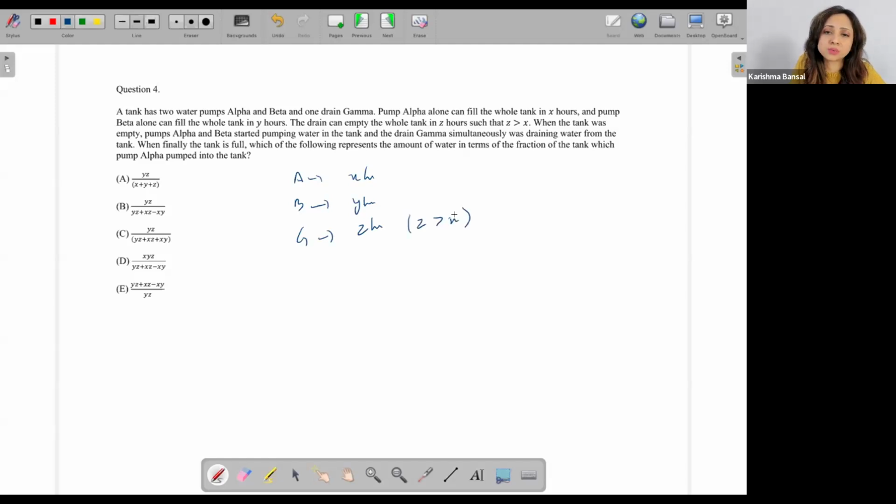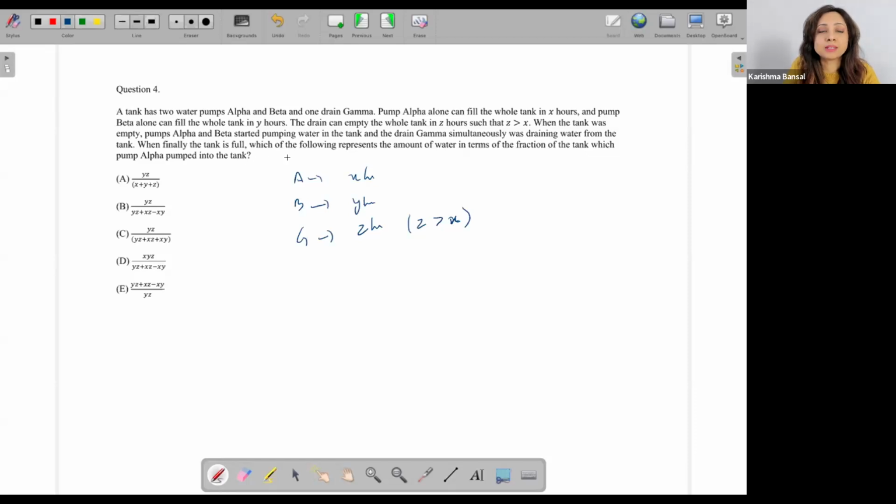What is the relevance of this? Why is Z given to be greater than X? Because if it takes a very short time for the drain to drain out, less than what the pump is taking to put in the water, then the tank will never fill up, right? So basically they're telling us that the drain takes more time to drain out as compared to the pumps.